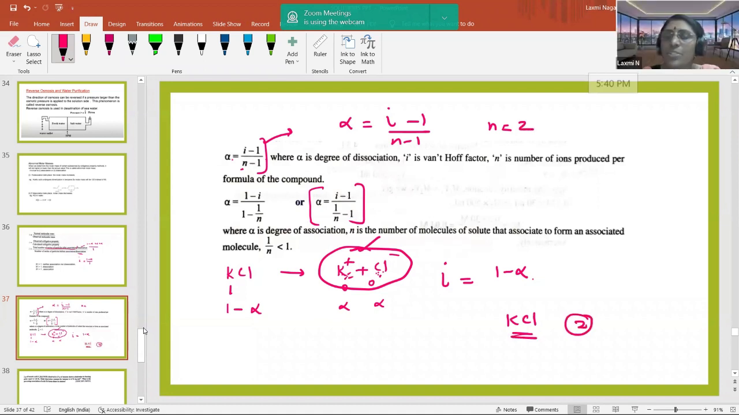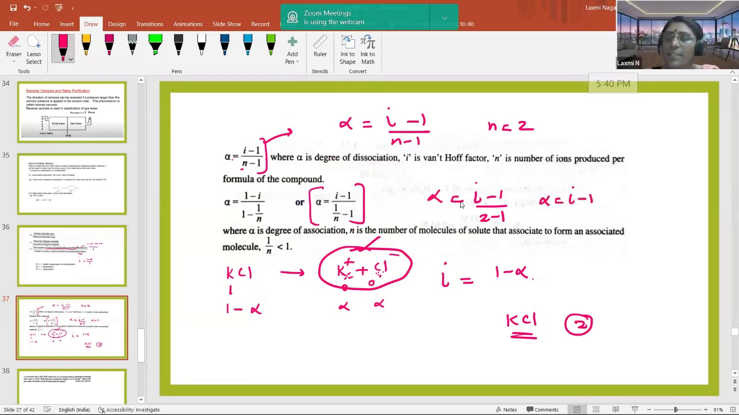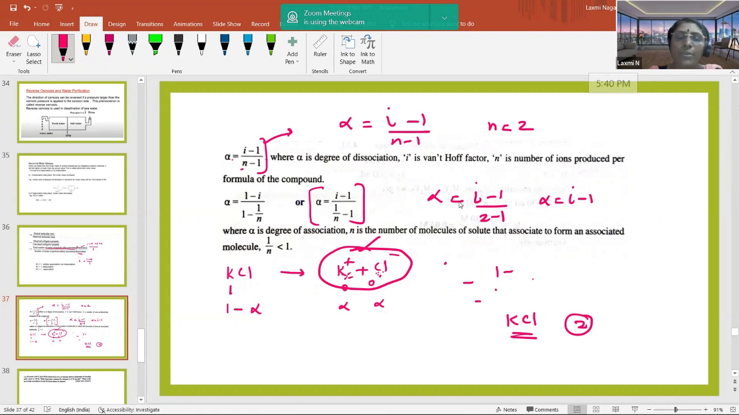So n becomes 2, so alpha is equal to i minus 1 by 2 minus 1. Alpha is equal to i minus 1. The same is the relationship. So you are able to do this quickly. So for association, it is 1 by n. For dissociation, it is n.